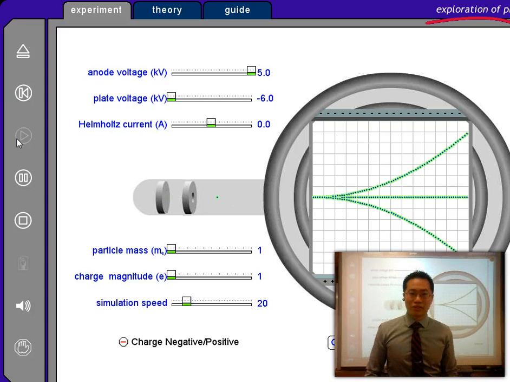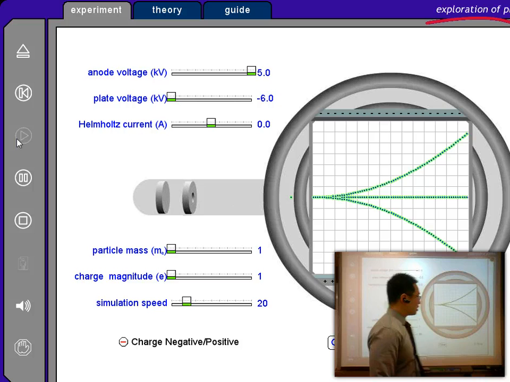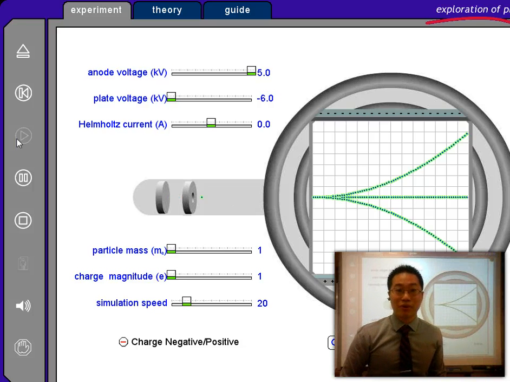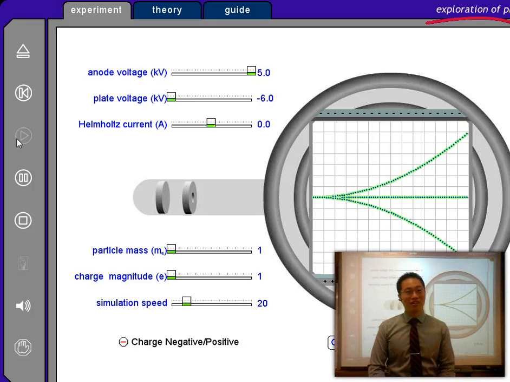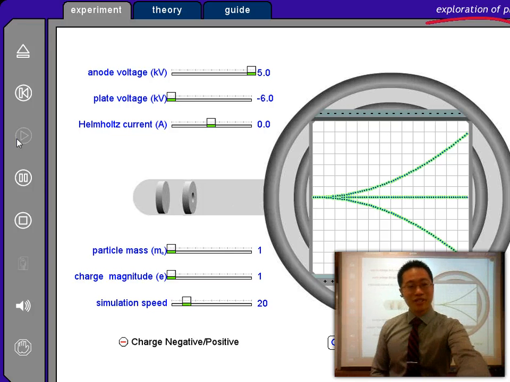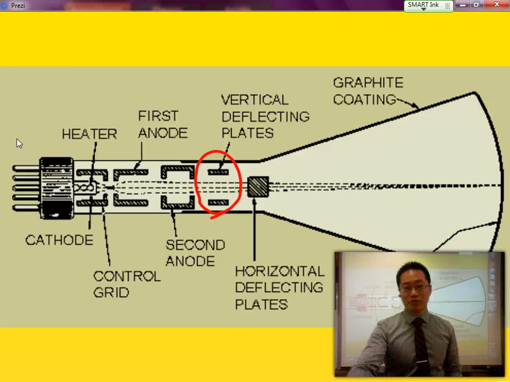Well, first thing I would like to comment on is notice this parabolic shape that this electron is falling through. Where else have we seen parabolas before? And the answer, of course, is projectile motion. So this actually becomes a projectile motion question.